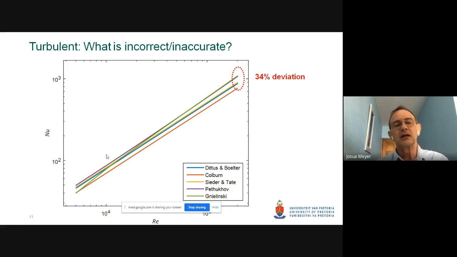And if we go and plot typically for water with a Prandtl number of 7, the Nusselt numbers as a function of Reynolds numbers, then there's approximately a 34% deviation in the results.